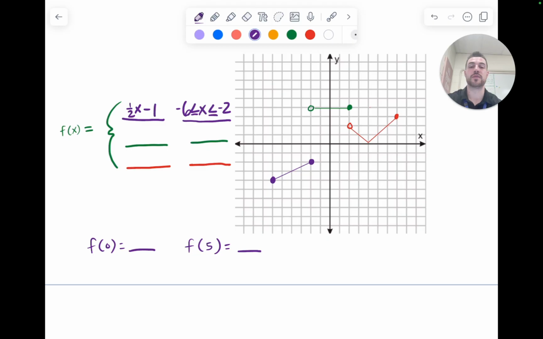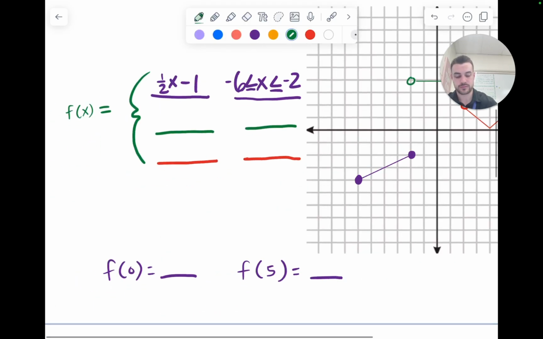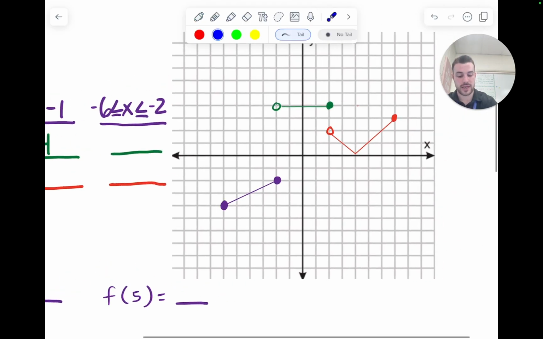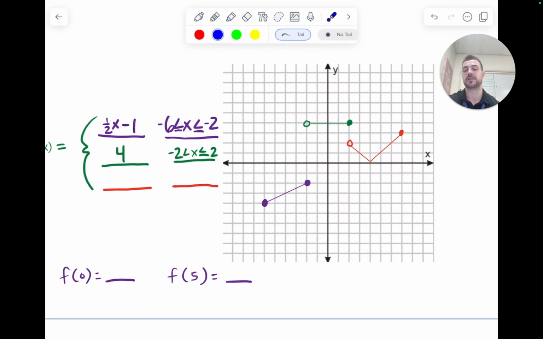Now I'm going to do the same thing for my green one. My green one is a horizontal line at y equals 1, 2, 3, 4. So all I need is the number 4. And then, again, my x values are between -2 and +2. And I'm not going to include the value when x is -2. But I am going to include my filled-in point at 2. So that is my second part.